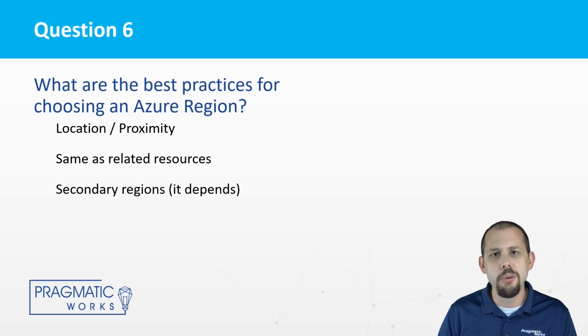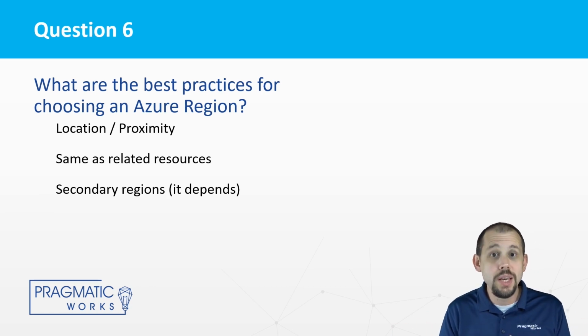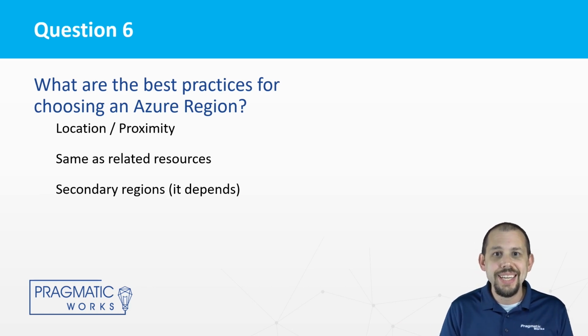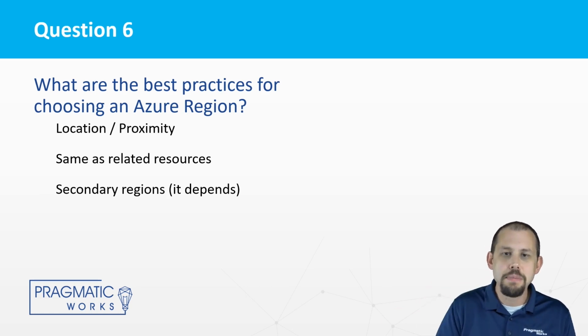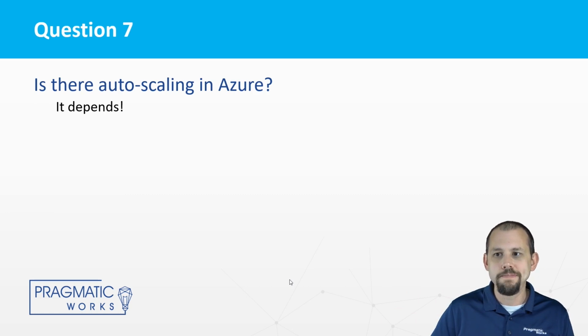So those are some of the considerations when we're choosing the Azure region. Is it a primary or secondary? If it's a secondary for failover, you put it somewhere else. If it's the primary, you want to group all those together, keep that proximity, save that money. So that's another of those great questions.